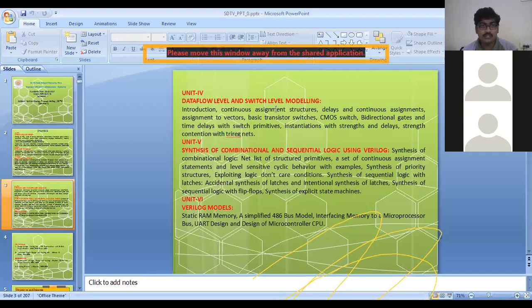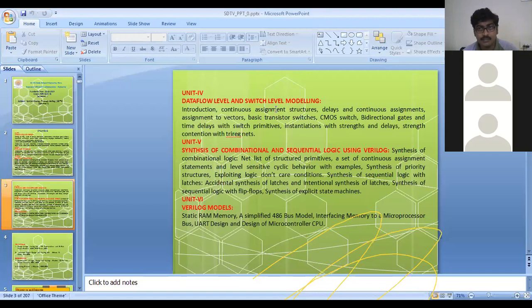In the fifth unit, we'll be going for synthesis of combinational and sequential logic circuits using Verilog. You can classify circuits into two categories, right? What are those? Generally, they are classified as sequential circuits and combinational circuits. Those things we can design, and we'll be learning the syntaxes and writing some programs in the fifth unit for sequential logic circuits and combinational logic circuits.